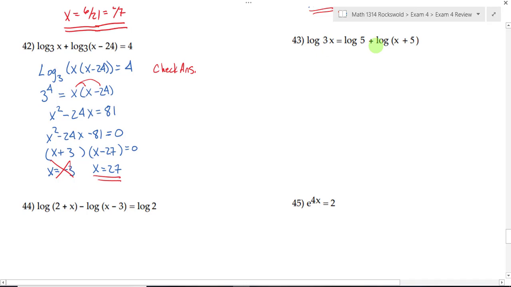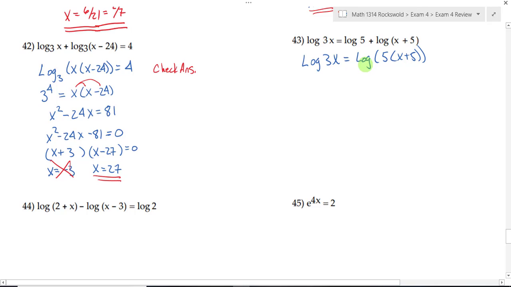On 43, we have addition between the logs. We begin by removing that addition between the logs and rewriting this as a single log. That means that I can rewrite this problem as log 3x equals log 5 times x plus 5. What's the base of this log? If there's no base given, what is the assumed base? It's 10. And what do we call this log? A common log. LNs are natural logs. Logs without a base are common logs.